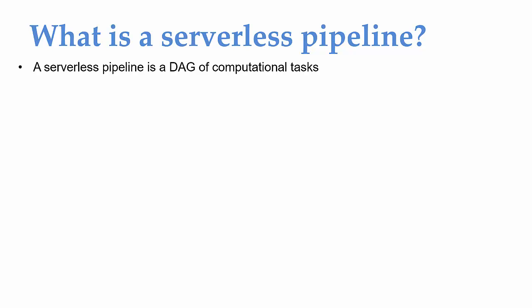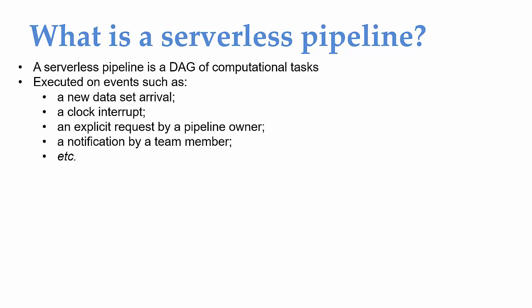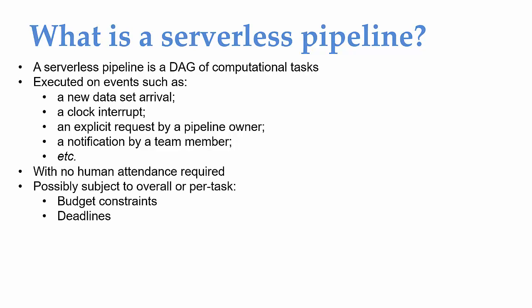Now this brings us to what exactly is a serverless pipeline. A serverless pipeline in general is a DAG of computational tasks, a directed acyclic graph of computational tasks. These tasks are executed on events such as a new dataset arrival, a clock interrupt, an explicit request by a pipeline owner, a notification by a team member, and so on. The pipeline executes with no human attendance, and possibly it's subject to overall or per task budget constraints and deadlines.